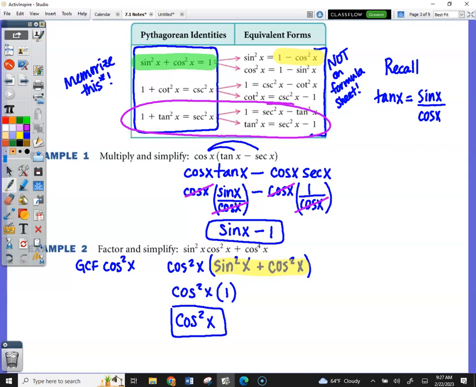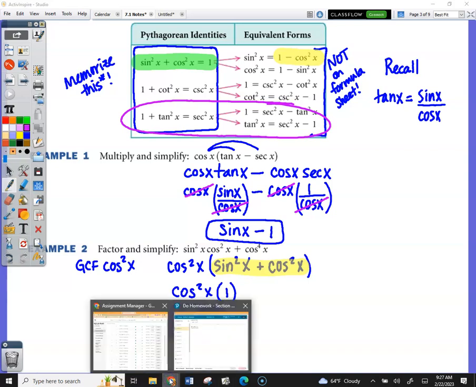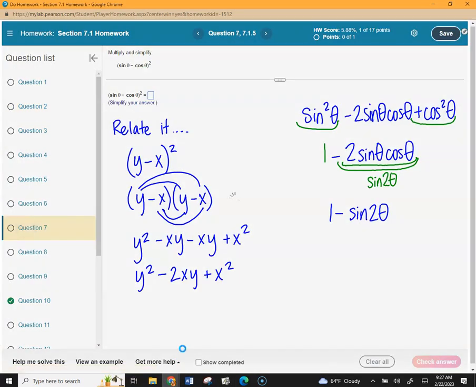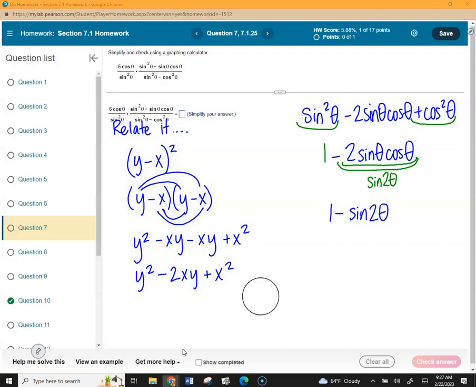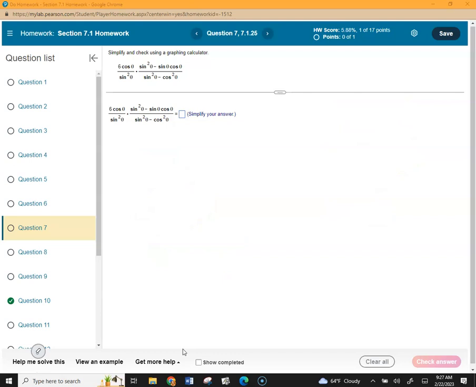7. Yeah. 7. Oh, wait a minute. Oh, look at 7. 7's beautiful. Okay. Simplify and check using a graphing calculator. Wait, is yours like that, or how ugly? Yeah, about the same style. Okay.